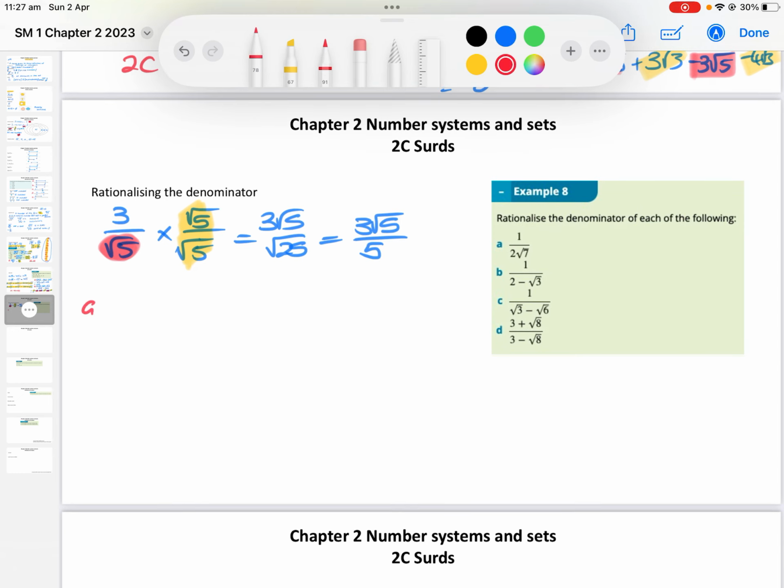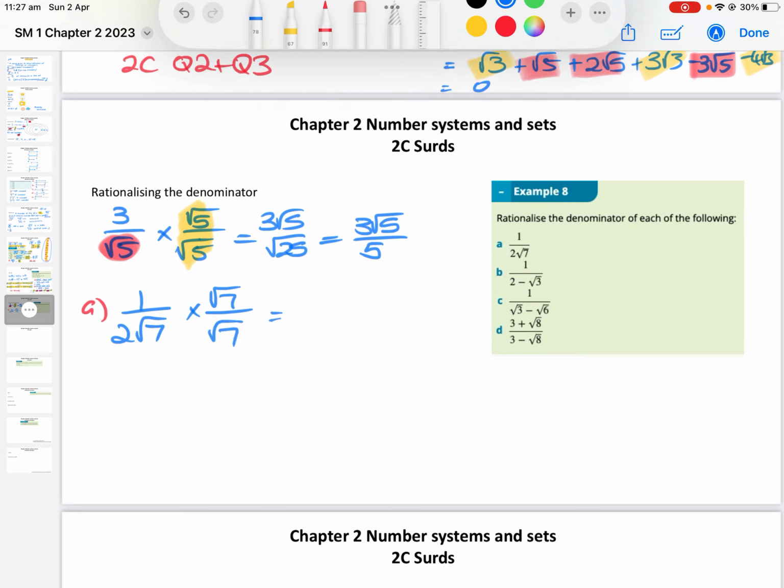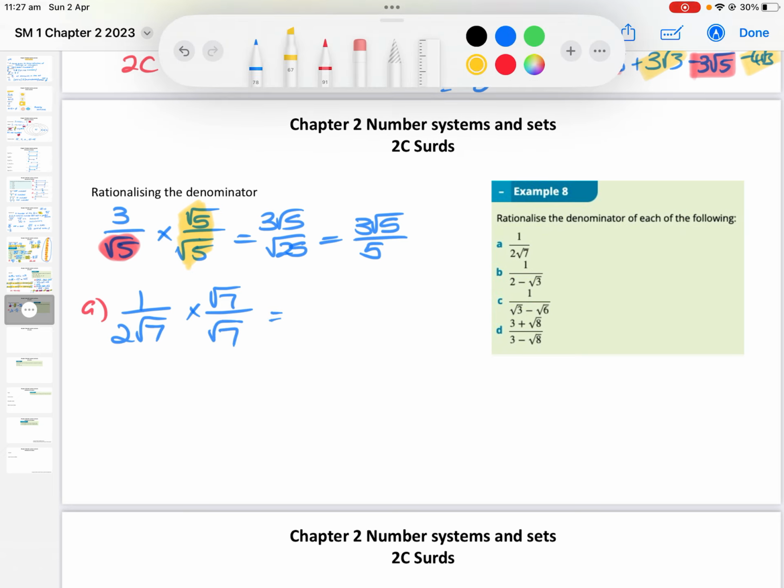So let's look at A. 1 on 2 root 7. Now the 2 is already rational, so I don't need to do anything with the 2. But I will multiply by root 7 over root 7. So I'm effectively multiplying by 1. So now on the top I'll have square root 7. And the bottom I'll have 2 times the square root of 49, which is just 7. So I get root 7 on 14.